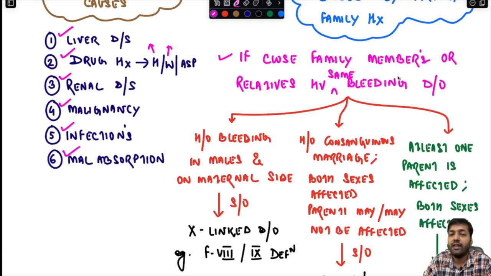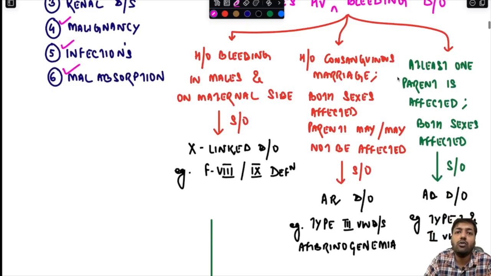So you ask whether any of your family members or any of your close relatives have the same bleeding disorder. If close family members or relatives have the same bleeding disorder or not, you have to see. So how do you come to a diagnosis?